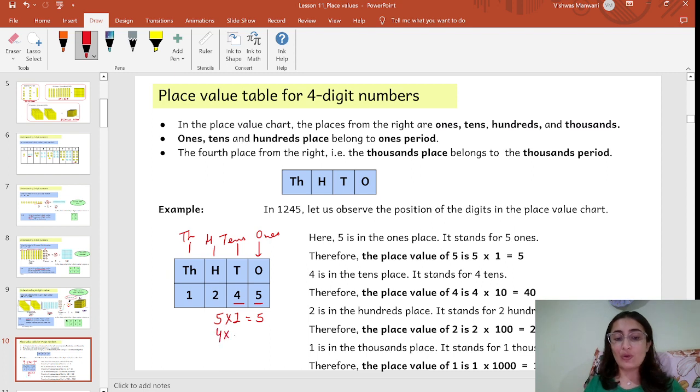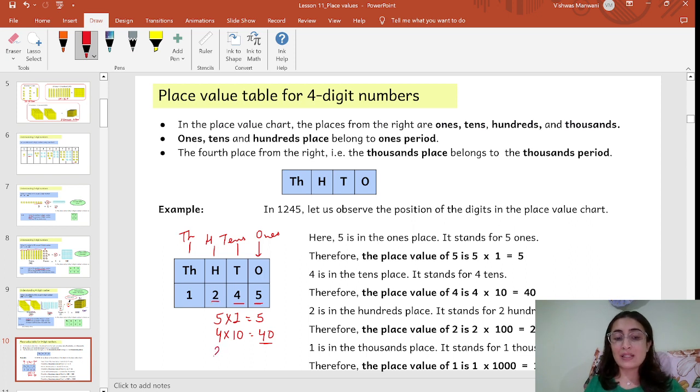So as all of you can confirm, 4 is at the tens position. So to write the place value of 4, I will have to multiply it with 10, which would give me the place value of 4 as 40. And just looking at this place value, I can say that 4 is at the tens position. Similarly, 2 is at the hundreds position.